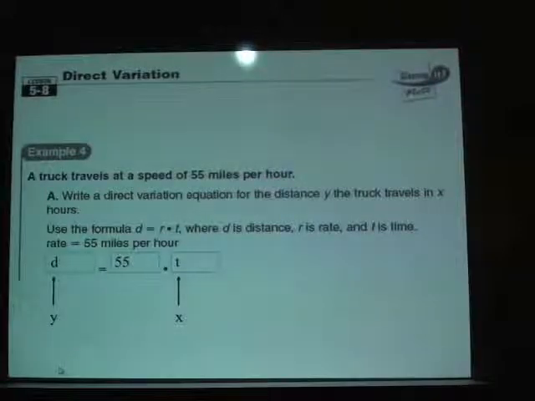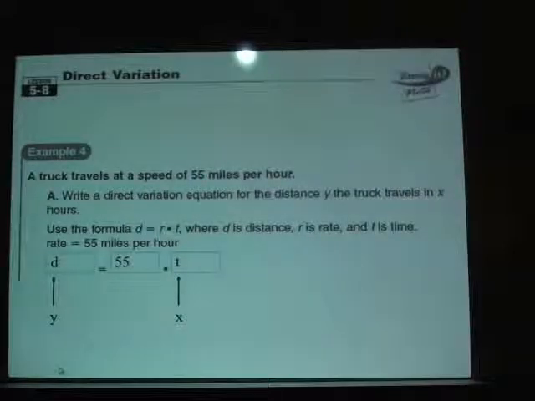But if we look back at what it says, the distance y the truck travels, so distance is going to change into y, which is where you see that arrow there pointing towards the d. All right? And x hours, which is why you see the arrow pointing at t, showing I'm going to change it to x. r changes into 55 because that's the only number we have. So y equals 55x. That's the equation I'm going to work with here.